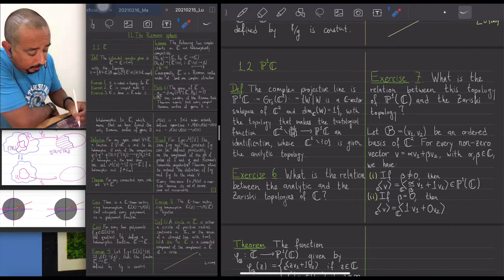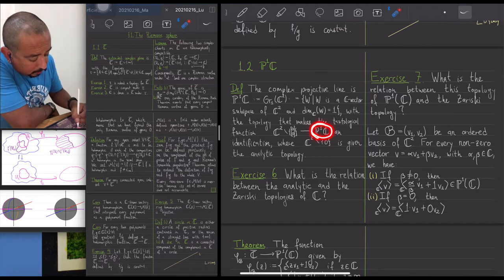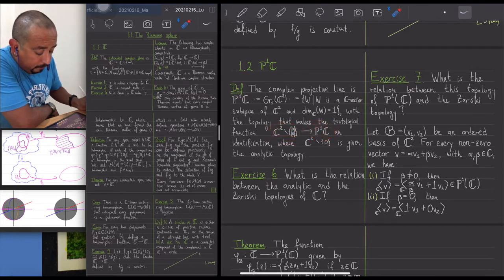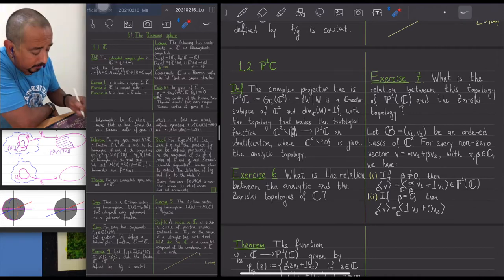In other words, it makes it continuous, but it also has all possible open sets whose inverse image is open. So to say it more correctly, one has a topology here defined by declaring an open set here to be any subset whose inverse image under this function is open. Said again, if they give me an open subset of P1C, I declare it to be open if and only if its pre-image under the function is open.